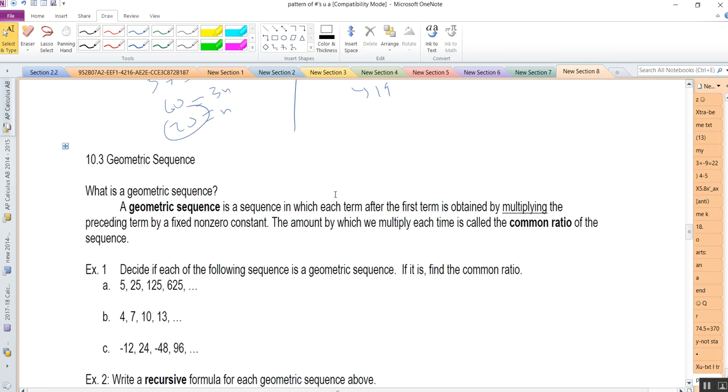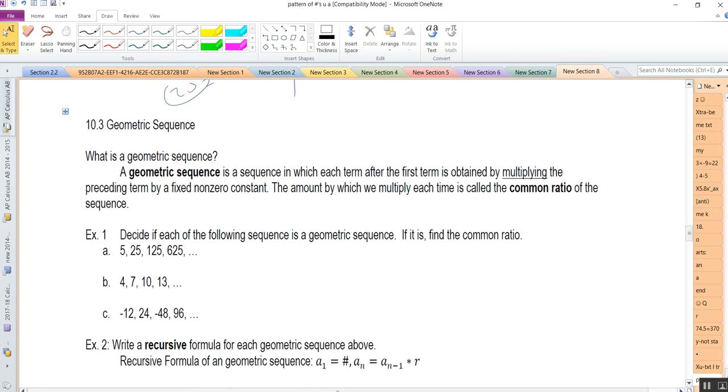So let's move on to a geometric sequence. Okay, I'm back. Sorry for the slight commotion there. I had my son running around the house.